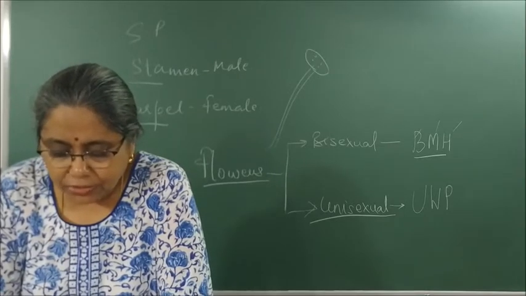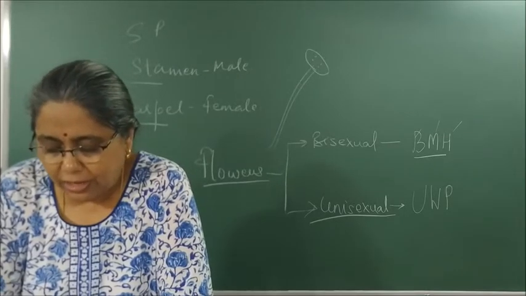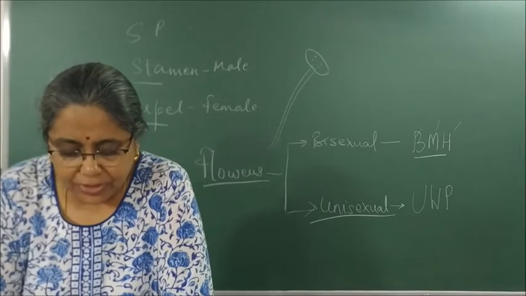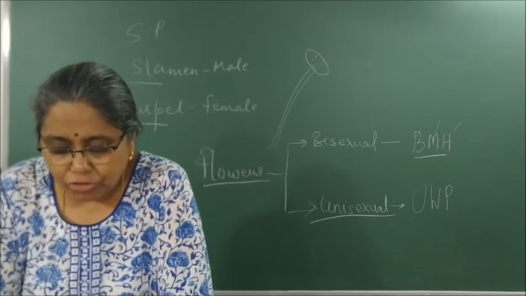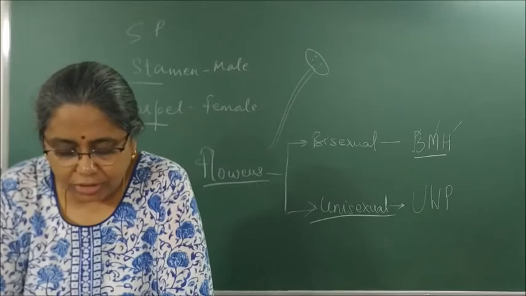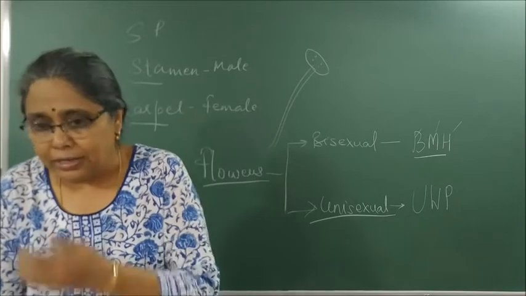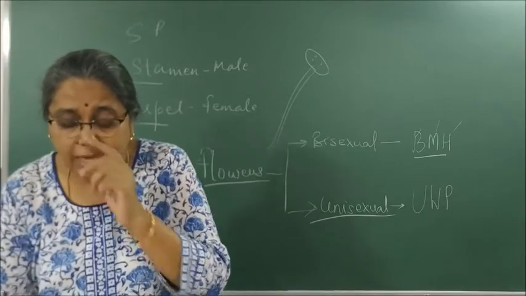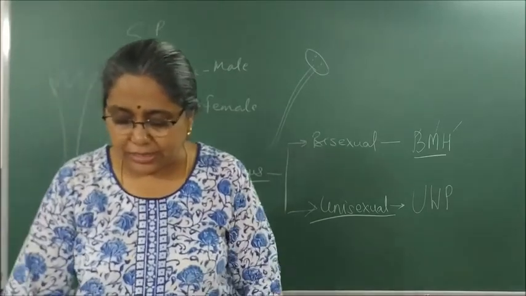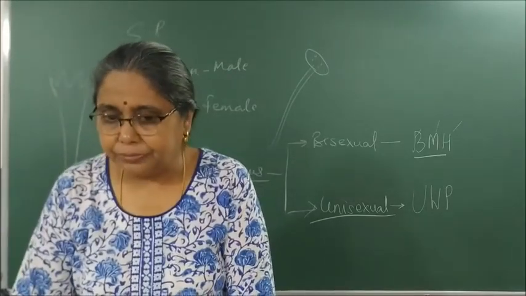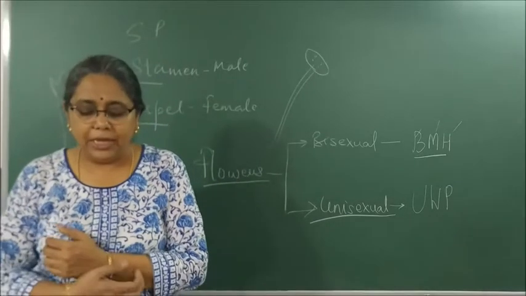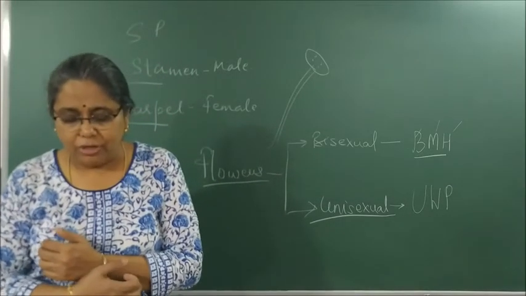The male germ cell produced by the pollen grain fuses with the female gamete present in the ovule. The fusion of the germ cell, fertilization, gives rise to zygote which is capable of growing into a new plant. Please write there a question. Explain double fertilization in flower.